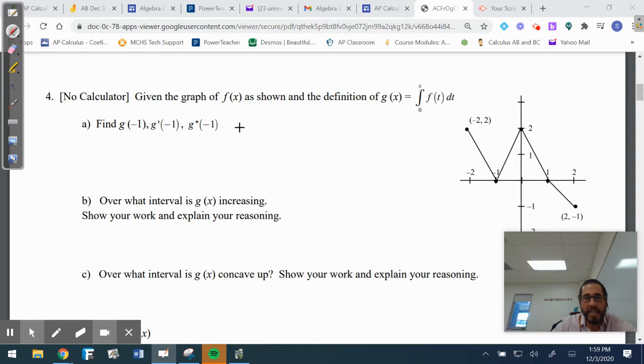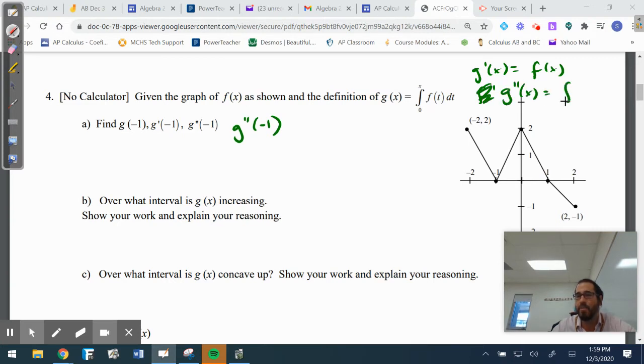Here we go. g double prime of negative 1. What the heck? Double prime? Well, g prime of x, let's remember, was f of x. So g double prime of x then is equal to the derivative. Okay, so if this is the graph of f, f prime is the slopes. So g double prime of negative 1 is technically equal to f prime of negative 1.